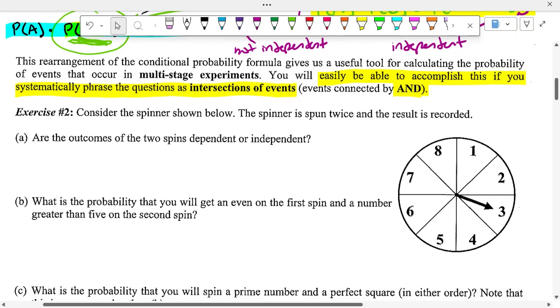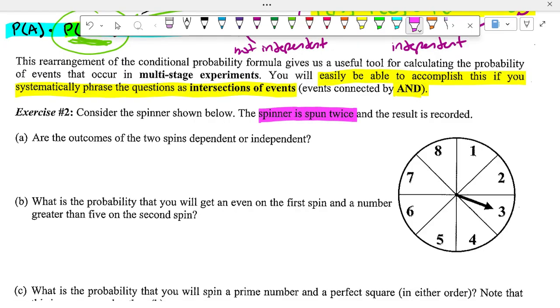So, for this next exercise, consider the spinner below. The spinner is spun twice, and the results are recorded. So, are the outcomes of the two spins dependent or independent of each other? In other words, if I spin that spinner twice, does the outcome that I get on the first spin affect the outcome that I get on the second spin? Nope. It's not like I'm taking a number away. It's not like I'm taking a section out. So, they are independent.